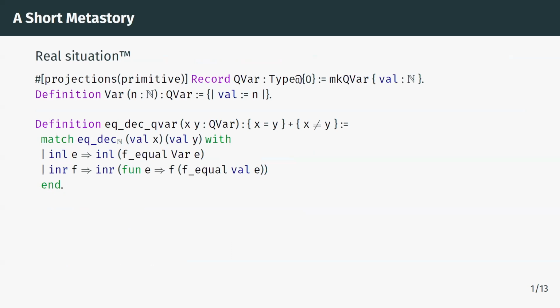So once upon a time, I wanted to define this boxing type of a De Bruijn index. Everything was going well. Everything was compiling, right? But at some point in the code, I wanted to prove the decidable equality of this type. And I was like, okay, so it's going to be easy, right? Because natural numbers have decidable equality.